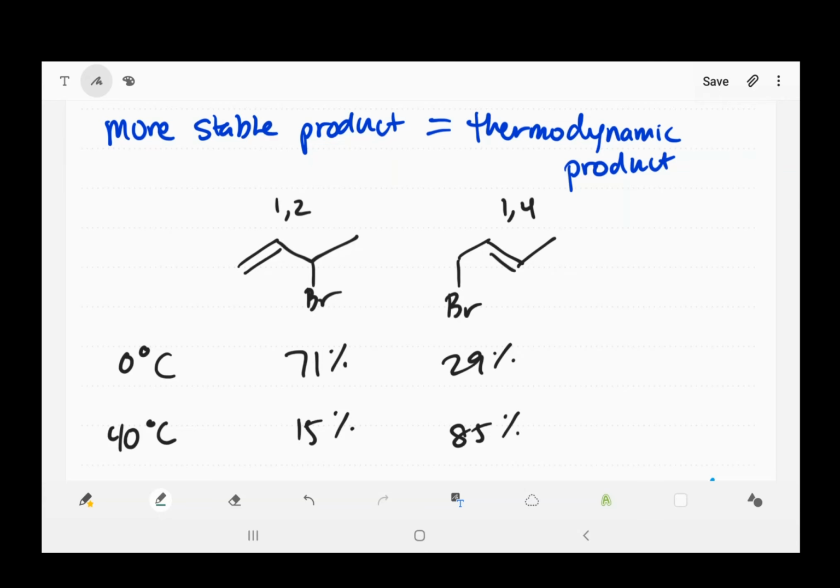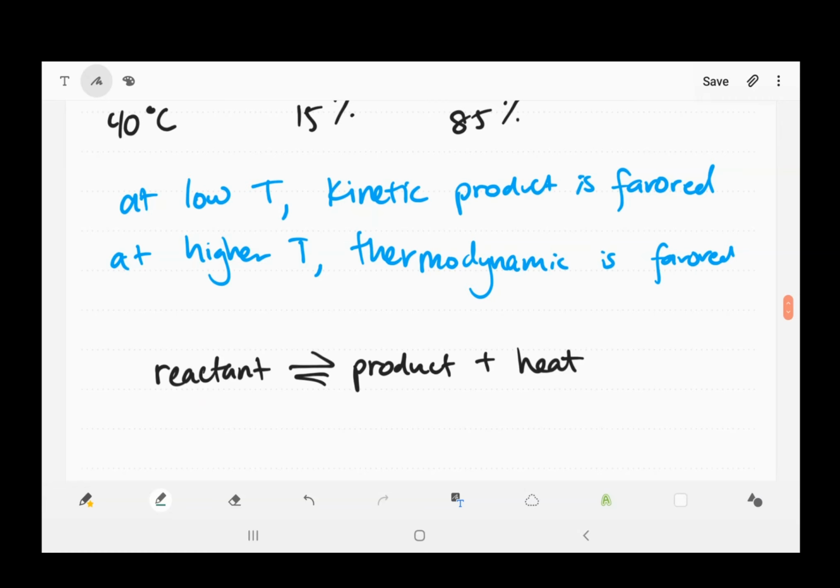So, again, reversible reactions. All reactions are reversible. These are exothermic reactions. So, if you heat them up, you cause things to be more likely to revert to the reactants. If you do that, you then give those reactants another chance to decide which product they're going to make. And so, after a given amount of time, you will end up statistically producing your more stable product after a while.